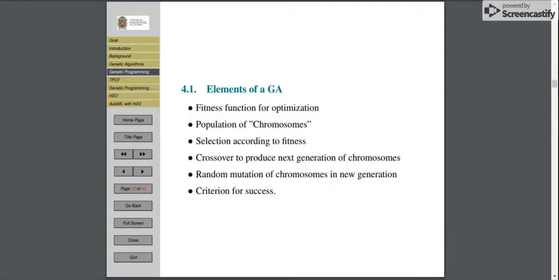So, the elements of a genetic algorithm. Here is where the analogies of the biological terminology we described before take part. The main elements of a genetic algorithm are a fitness function for optimization. We need a population of chromosomes, a method of selection according to fitness, and crossover to produce the next generation of chromosomes. We also need random mutation of chromosomes in the new generation and a criterion of success.